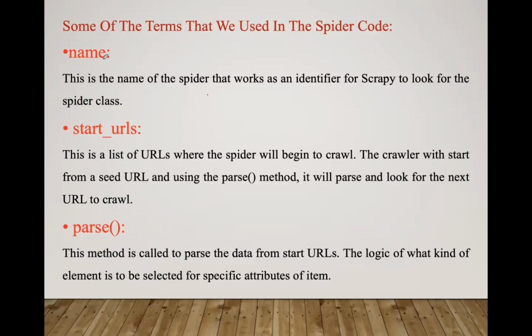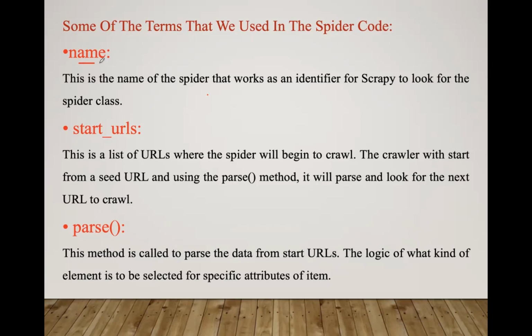First one is name. This is the name of the spider, and it works as an identifier. Spiders become a huge relief when you have to maintain hundreds of spiders, so naming is very important in that case. If you have hundreds of spiders, this name acts as a unique identifier to identify the spider class.